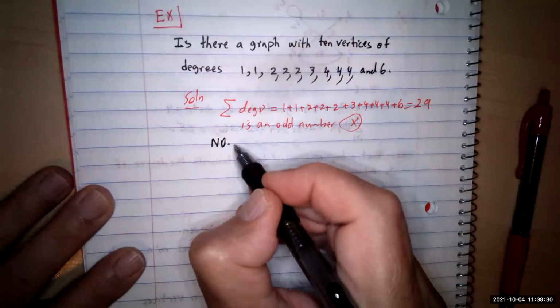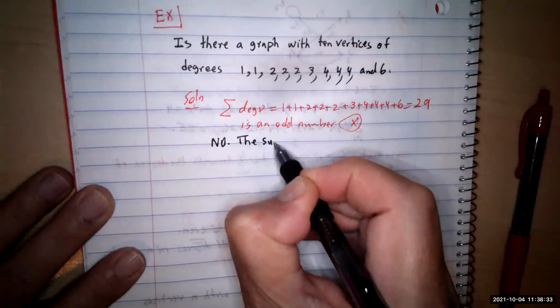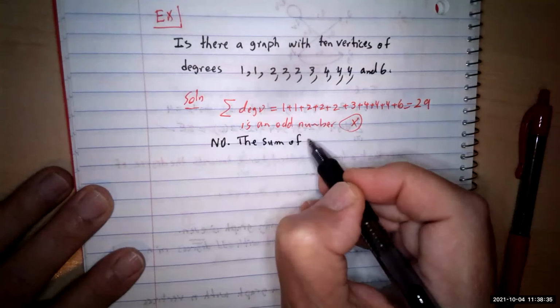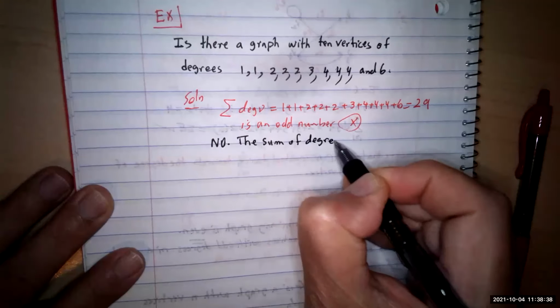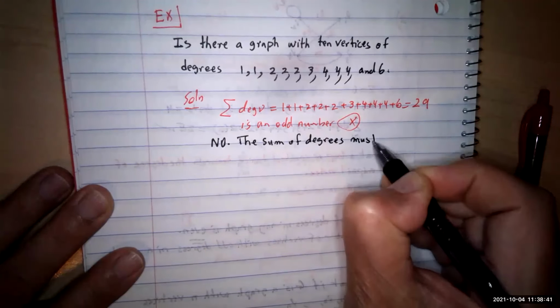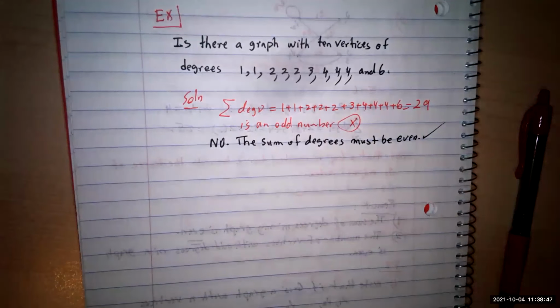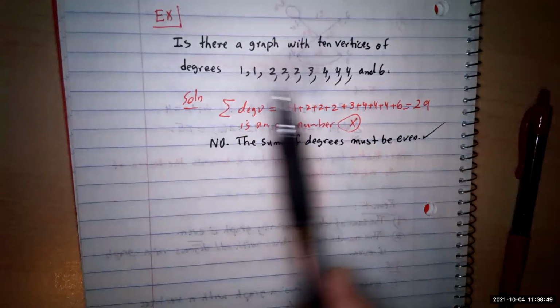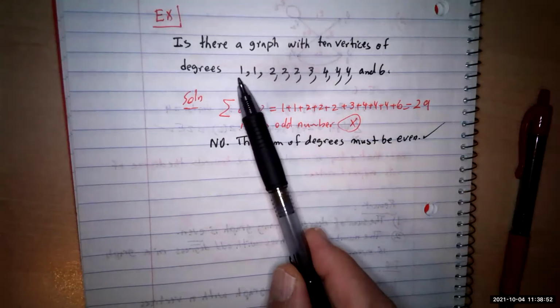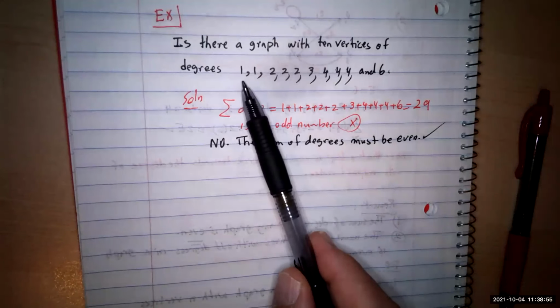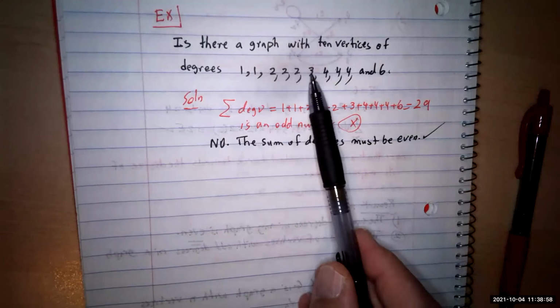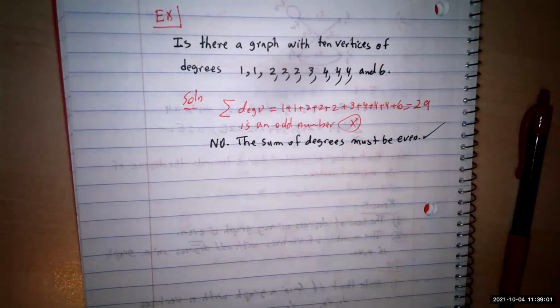If you like, you can explain it this way: the sum of degrees must be even. Any question? The other way to do it is to just check the number of odd degrees. You see the vertices with odd degree: 1, 2, 3. You know that the number of vertices with odd degrees must be an even number. You have only 3. You can't do it. So each method would be fine. Question?